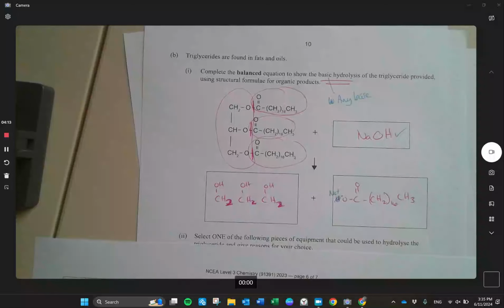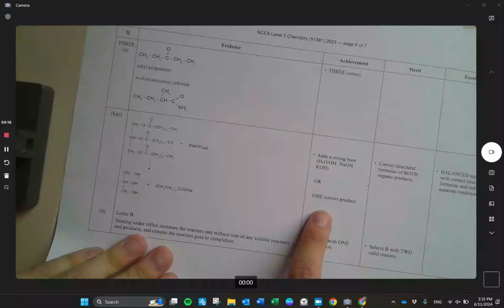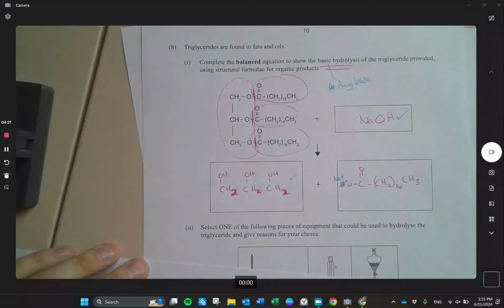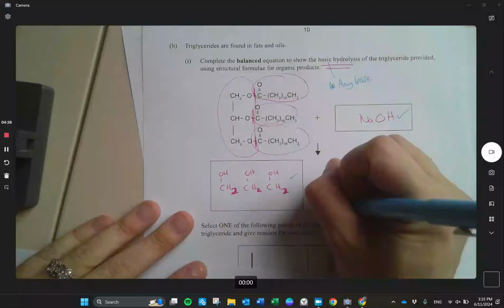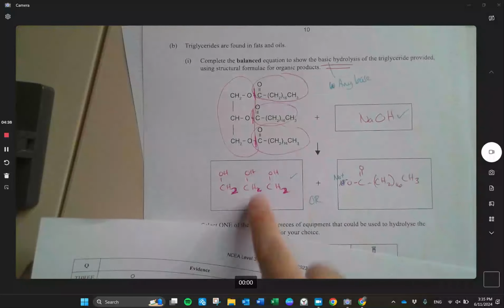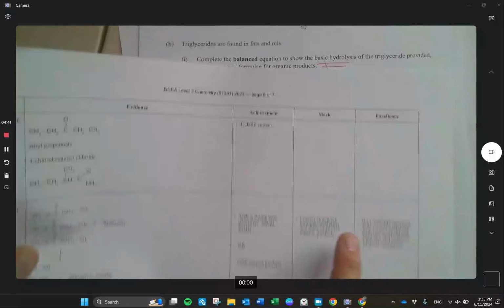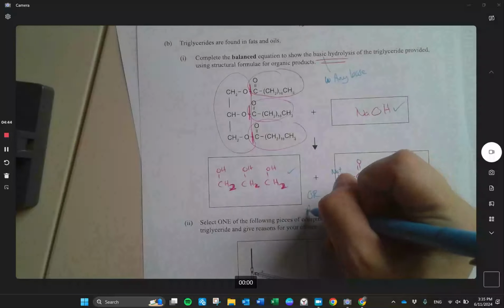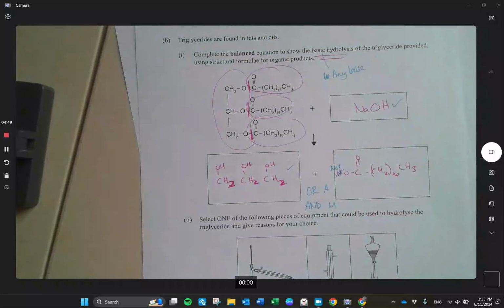Second thing it needs is one product. The one that's probably going to be easier to draw is this guy. But both of these are correct products. So it's an or option there. Now here's some crazy news, because this is an easy excellence point in my books. So that's the achieved. The merit is correct formula for both organic products. So that guy and that guy. So if you get both of them, that's merit. So or is an achieved, and and is the merit. So if I do both then, that's merit.